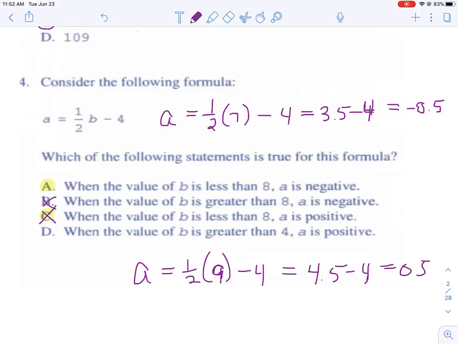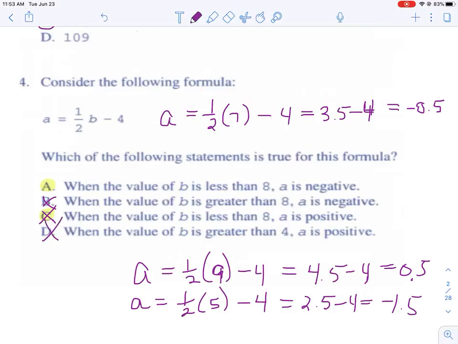Okay, now let's look at D. When the value of B is greater than 4, A is positive. So let's pick 5. Let's see what happens. 1/2 of 5 minus 4. Half of 5 is 2.5, minus 4 is negative 1.5, so that's not right. So our answer is A. So there is number 4.